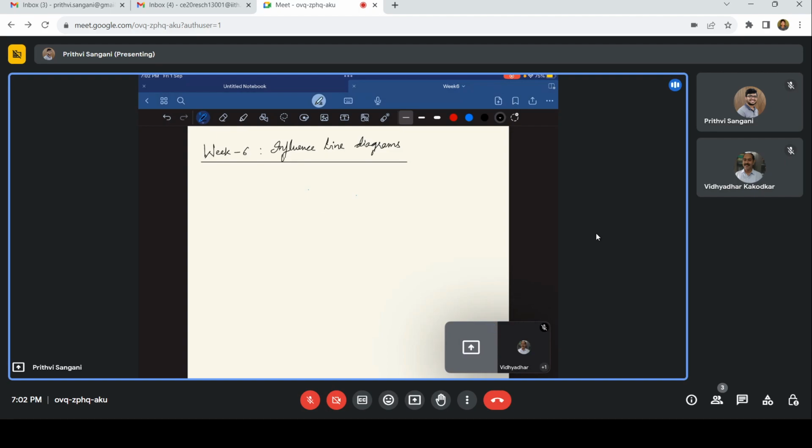In this session, we'll discuss determinate beams, and also solve some problems on the structure of truss members. We'll be dealing mostly with influence line diagrams. We'll solve some questions on influence line diagrams, both in beams as well as in truss members.